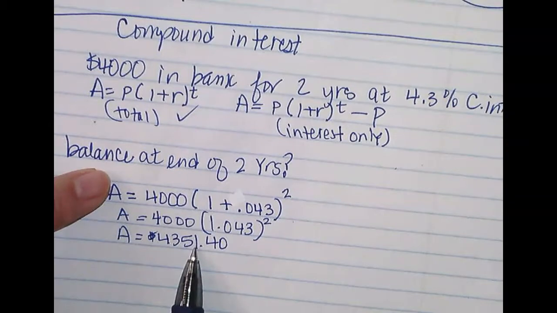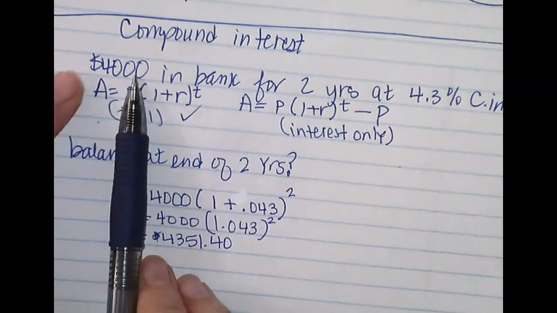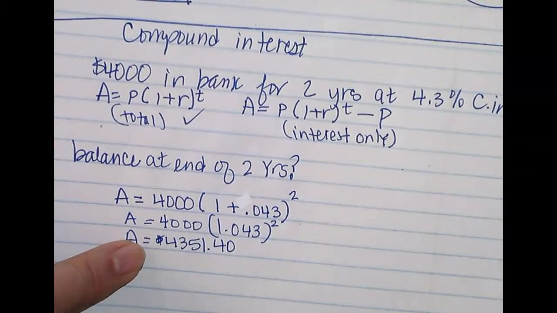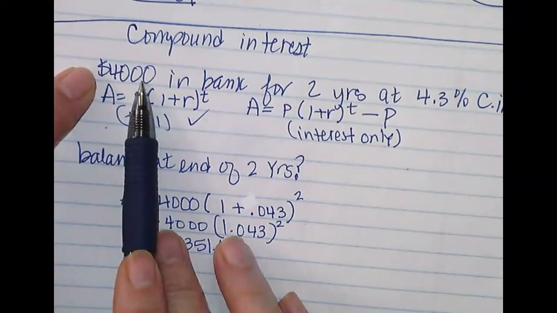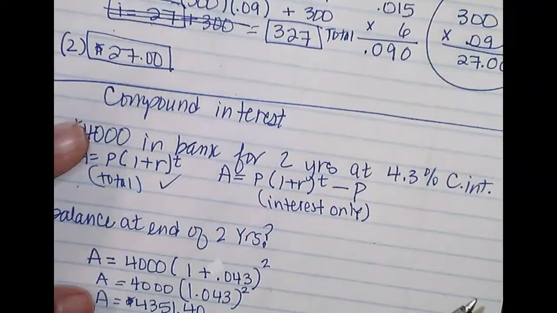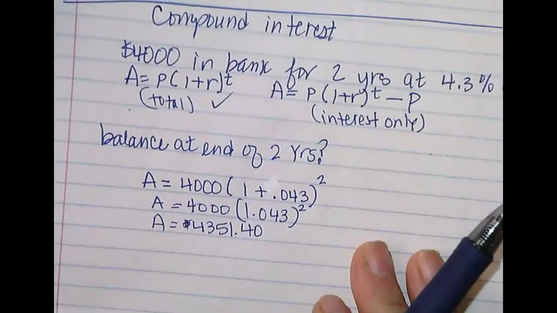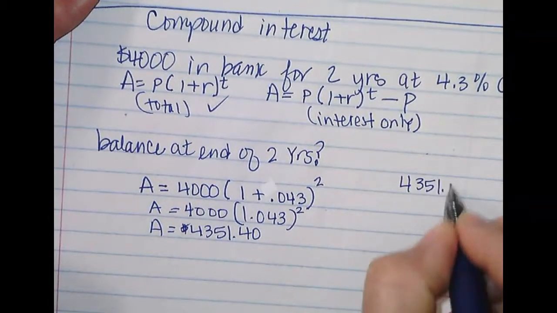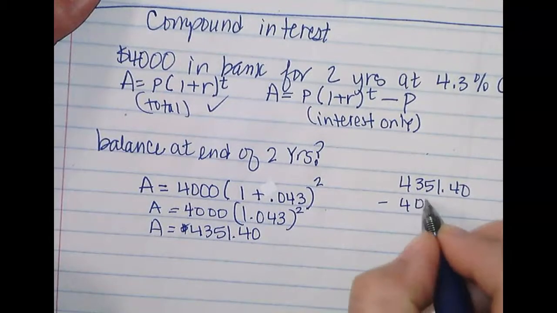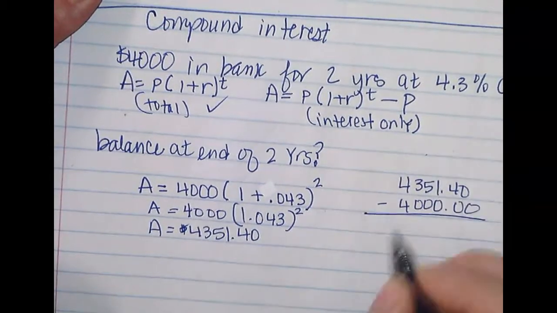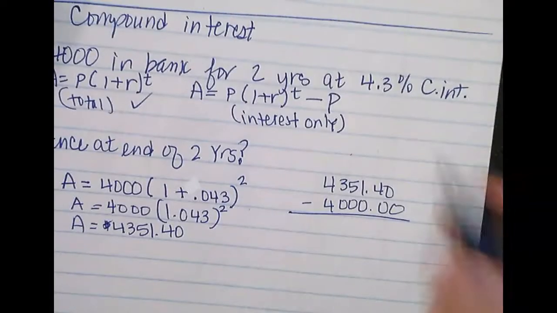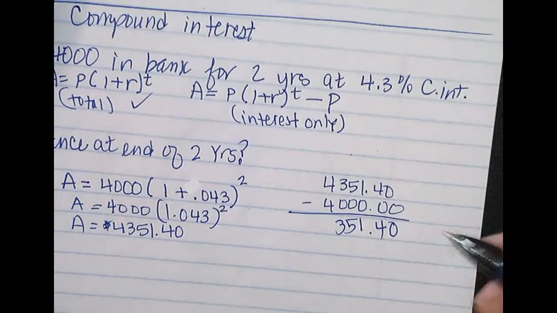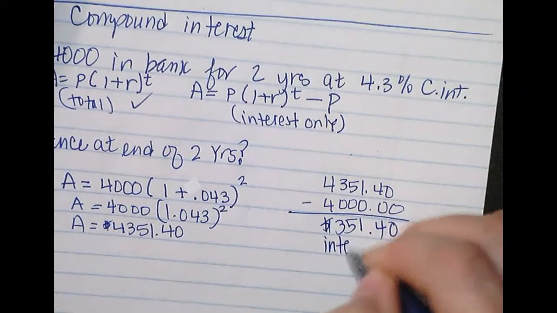How much money did you put in the bank? 4,000. How much did they give you? 4,351. How much did you earn over that money? Could you just take these two numbers and subtract? I think that would make good sense to me. Sorry, my paper keeps moving. So if you take 4,351.40 and subtract 4,000, wouldn't that tell you your interest? I think so. So wouldn't that be 351.40, done. This is interest earned.